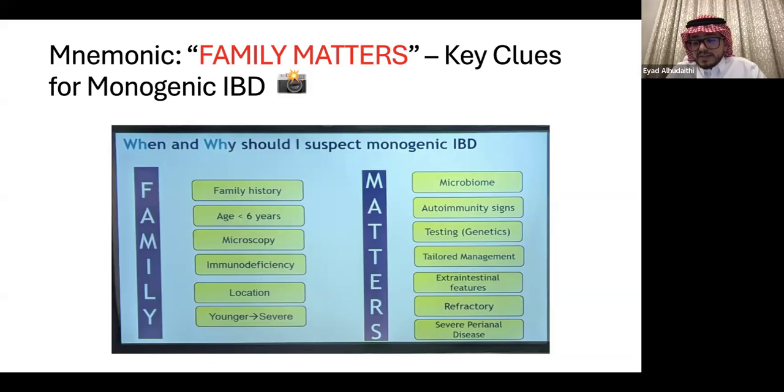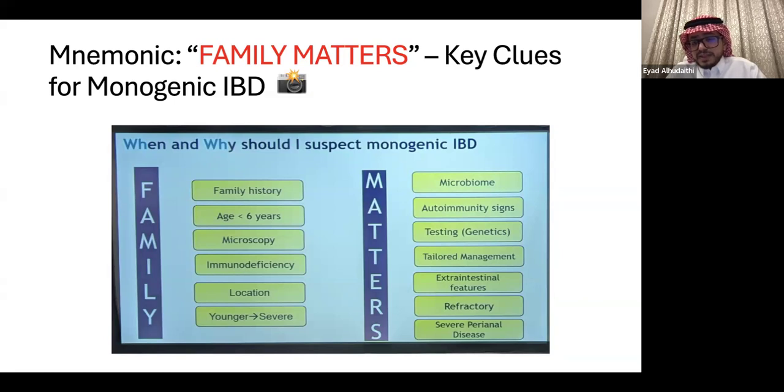But if he's less than 6, if there are many red flags, you can proceed with the testing. In terms of management, once we reach a diagnosis, some might require special treatment.